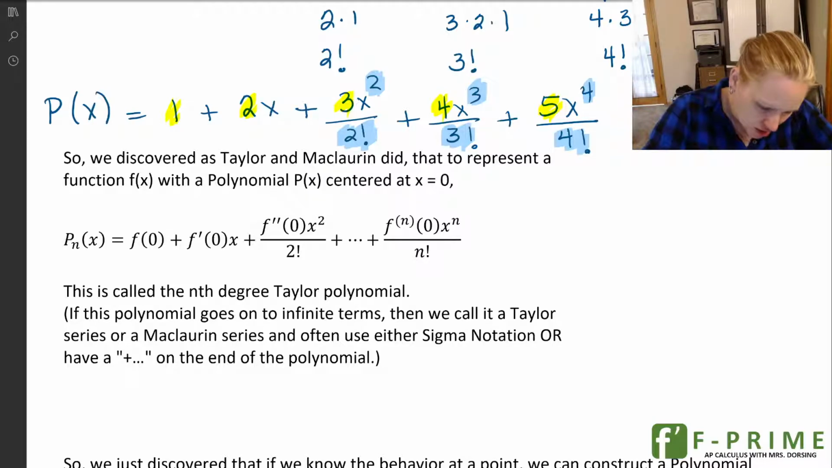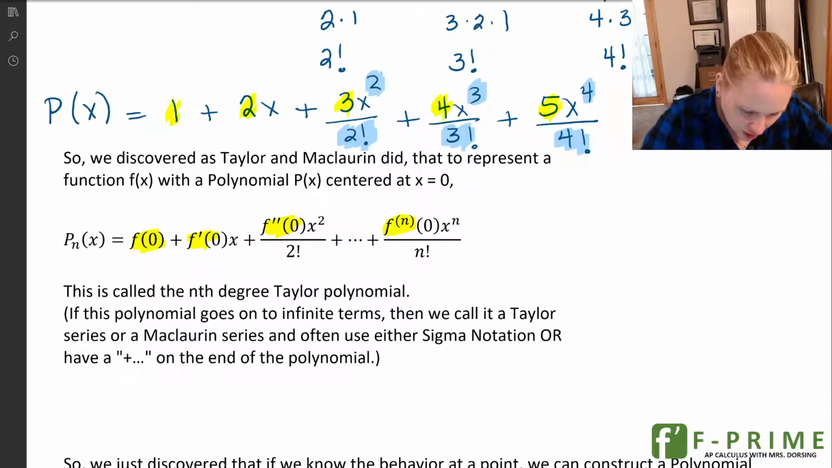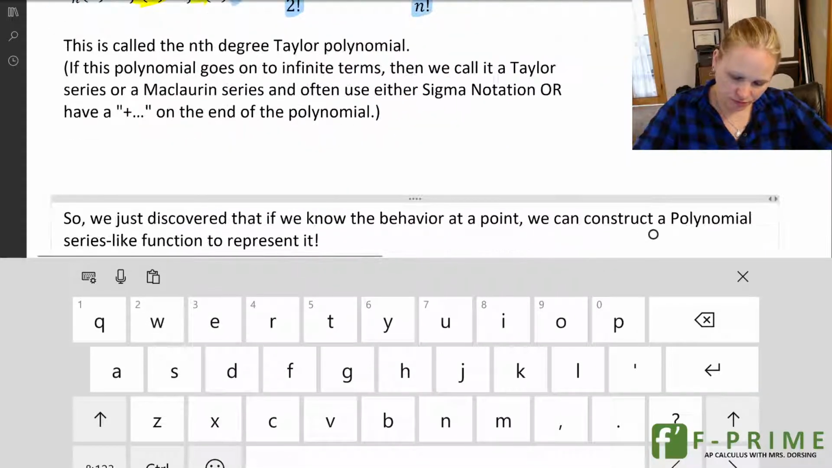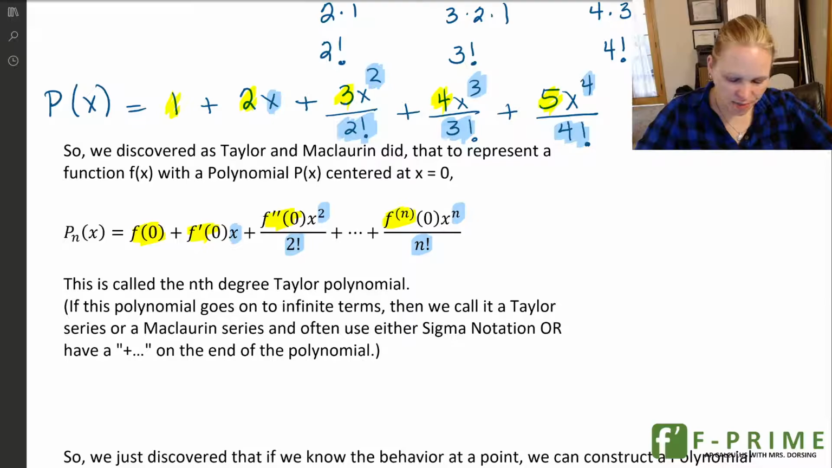And so notice we've got f of 0, f prime, f double prime, and then this notation f to the n, which means the nth derivative. So we can take whatever derivative we're going up to. And then the factorials show up like this. We've got x, and x squared over 2 factorial, and then x to the n over n factorial. And the key is that the pattern continues on, and the more terms we add, the more accurate we get.